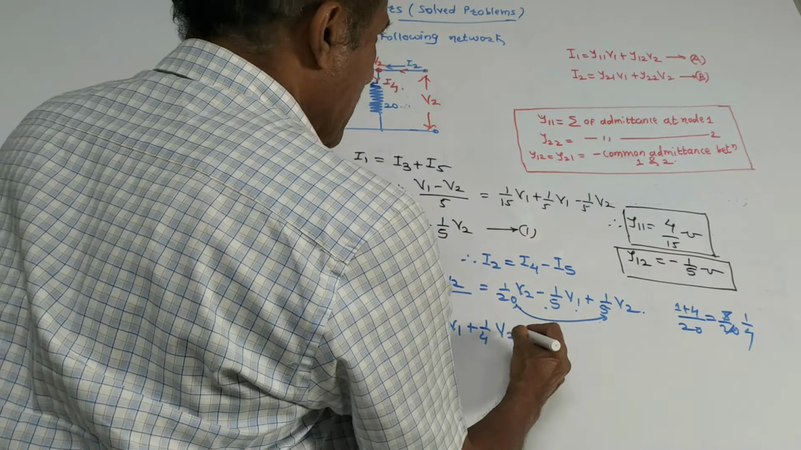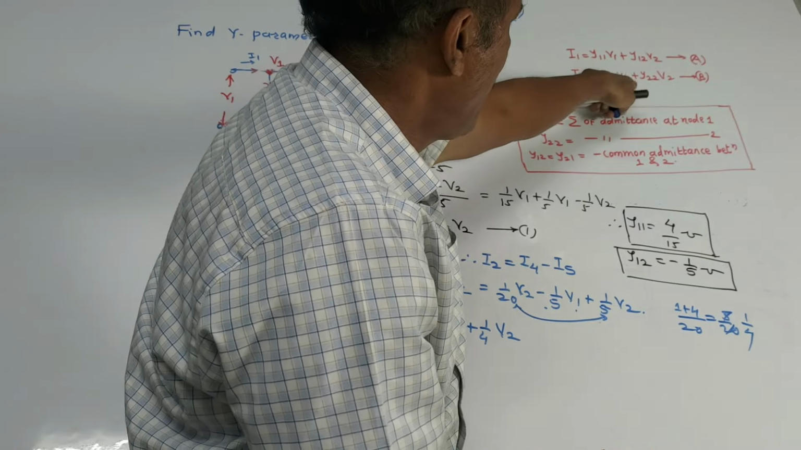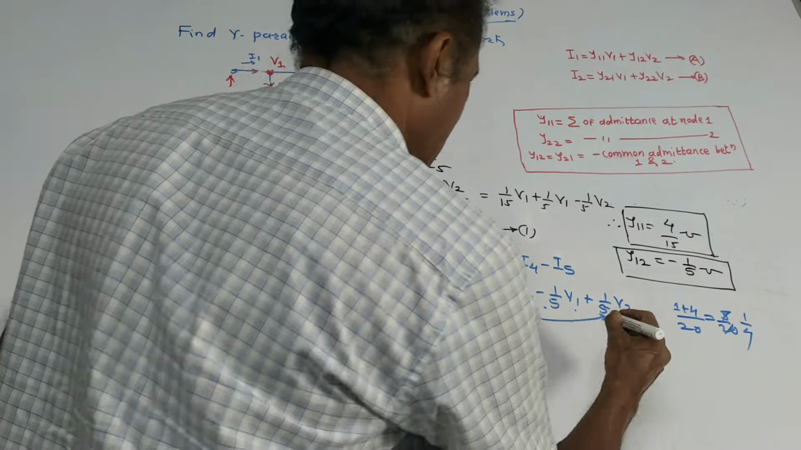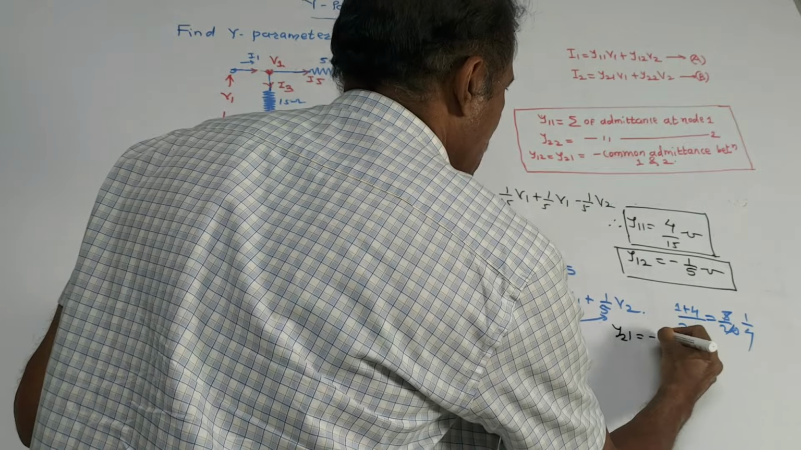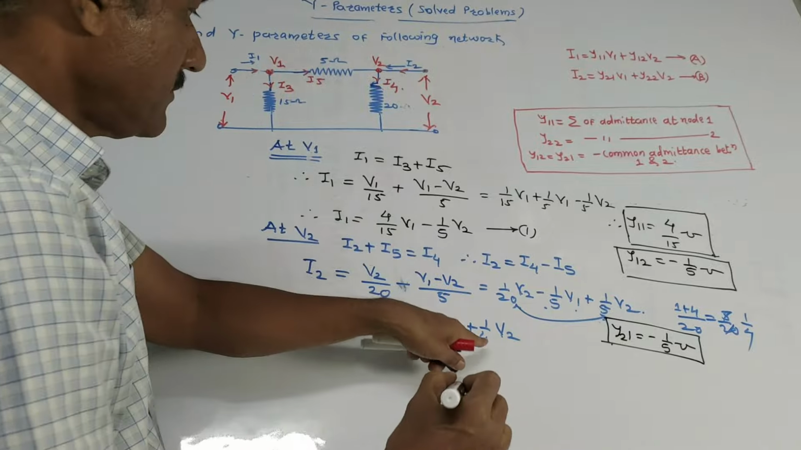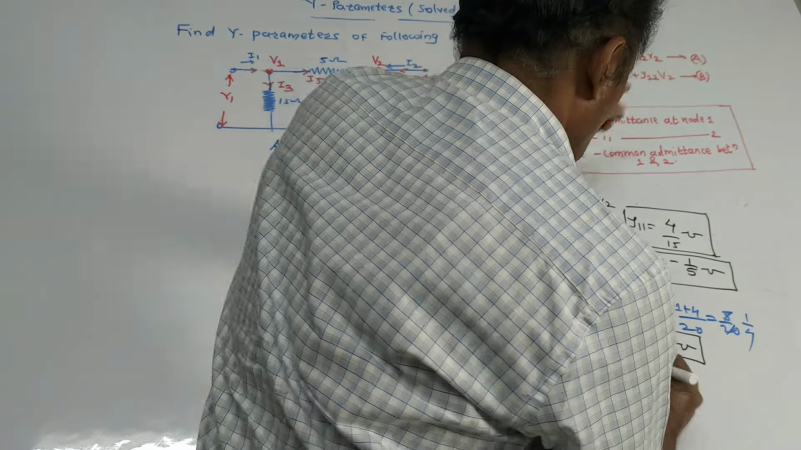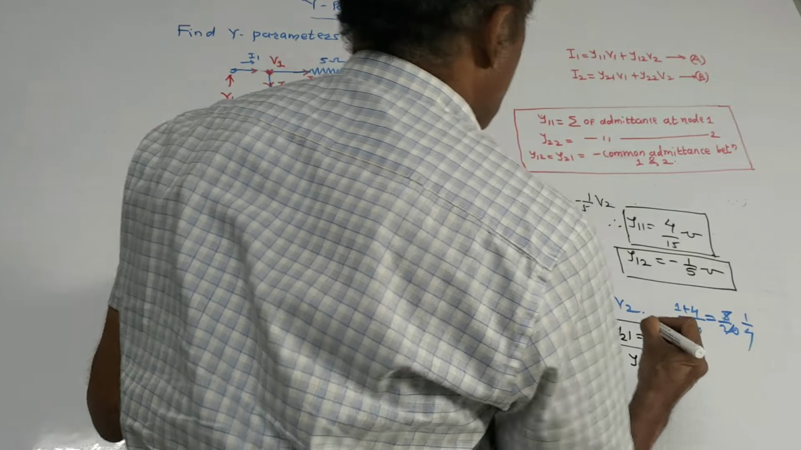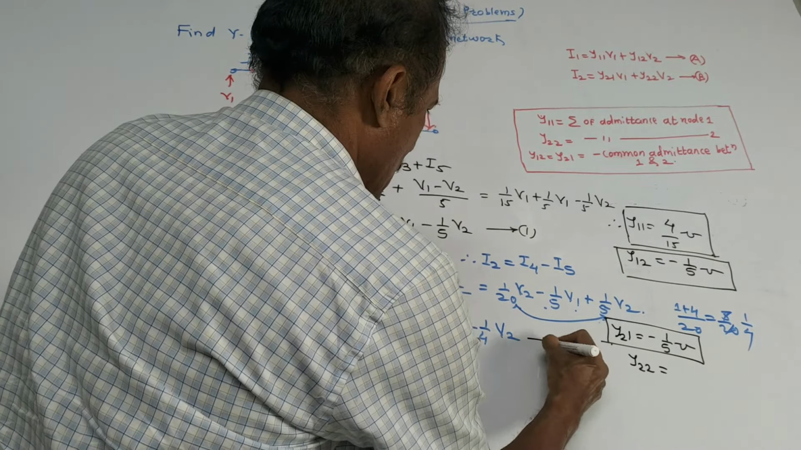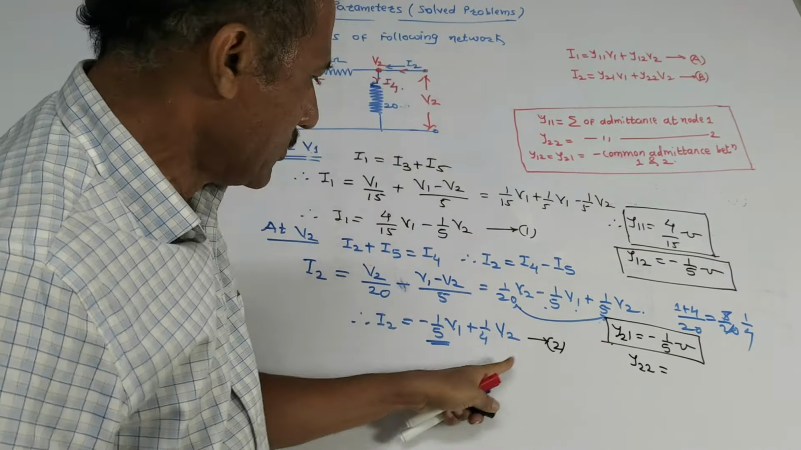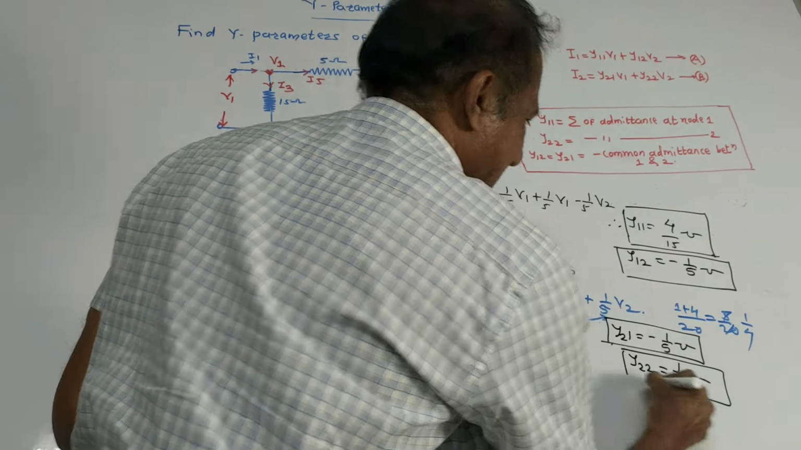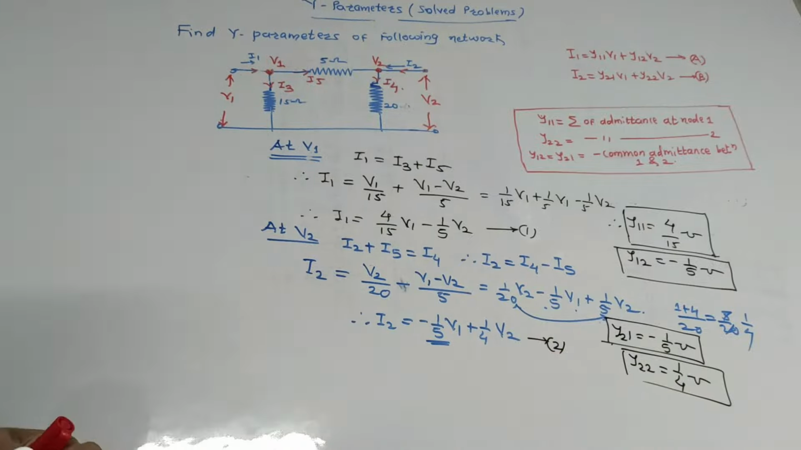Again, compare this equation with reference equation B. The first term is Y21. Here the first term is minus 1 by 5. So I will write the answer over here. Therefore, Y21 is equals to minus 1 by 5 mho. Then the second term in equation B is Y22. Let us say this is equation number 2. We are comparing equation 2 with equation B. The corresponding term is 1 by 4, so Y22 is 1 by 4 mho. These are the values of Y21 and Y22.